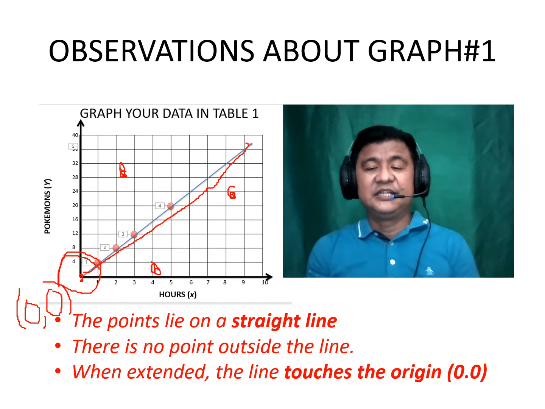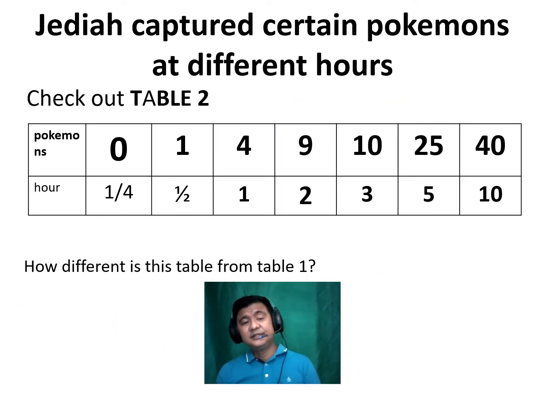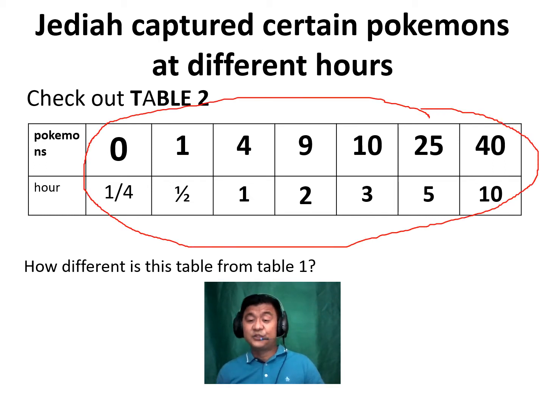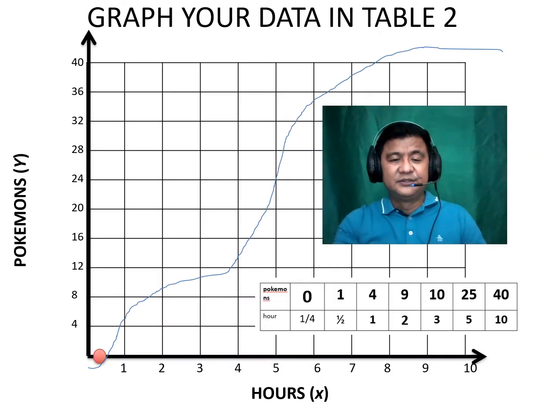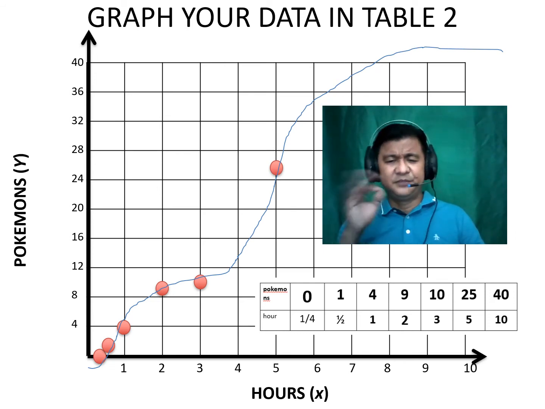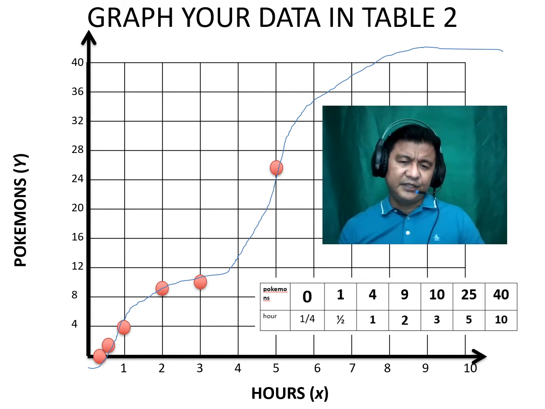Now, let's look at another example. Jediah captured certain Pokemons at different hours. So we don't need to solve. These are the results. Now, when we graph this, we want to know how different this graph will be from our first graph. Are we ready to graph it? So we got this one. I'm just plotting it ahead of time so that you could see. Now, look at this. This is kind of different from the other one, right? Is there a way for me to connect all these points in a straight line? I can't, right? You have to curve it.